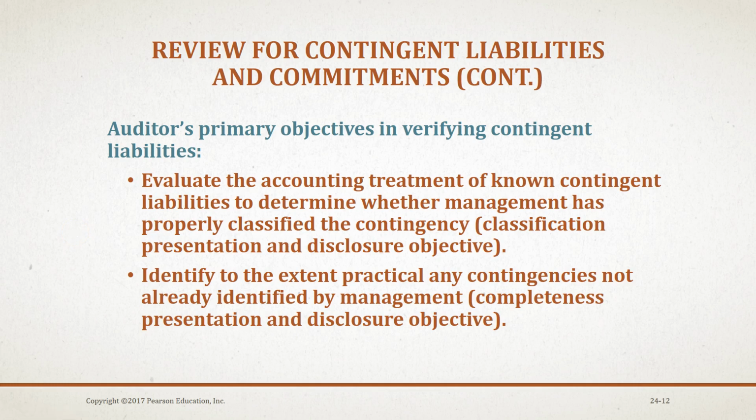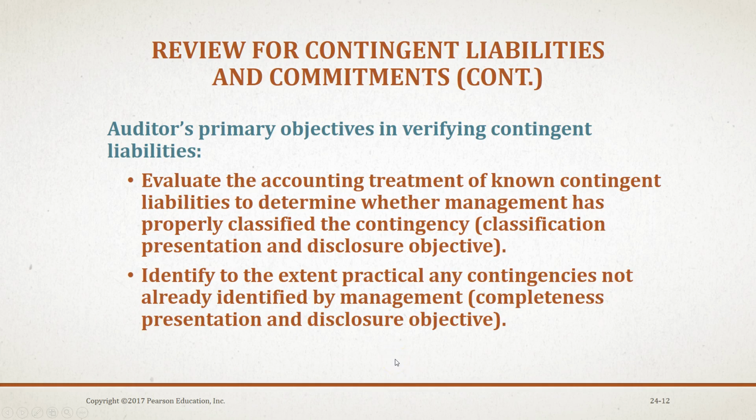The primary objectives in verifying the contingent liabilities. We have to evaluate the accounting treatment of known contingent liabilities to determine whether management has properly classified the contingency. We also have to identify any contingencies not identified, which again is your completeness, presentation, and disclosure objectives. Again, we need to be cautious. If there's a pending lawsuit that management has not told us about that they may have to pay, well, that's a disclosure.